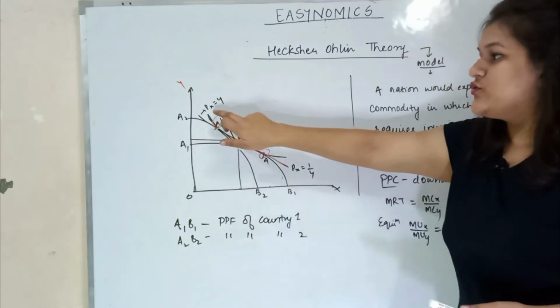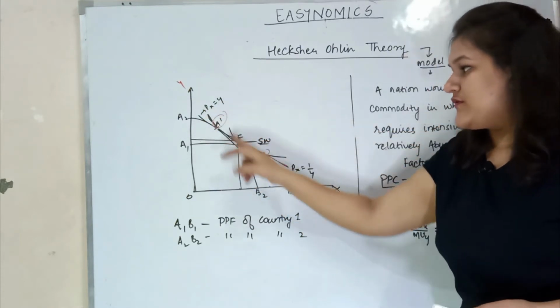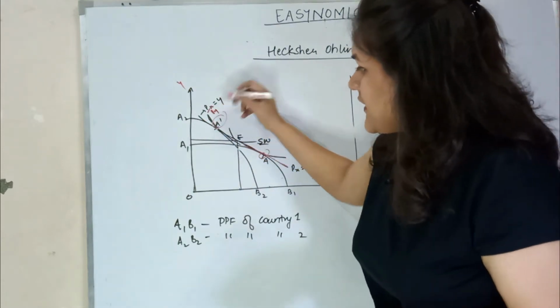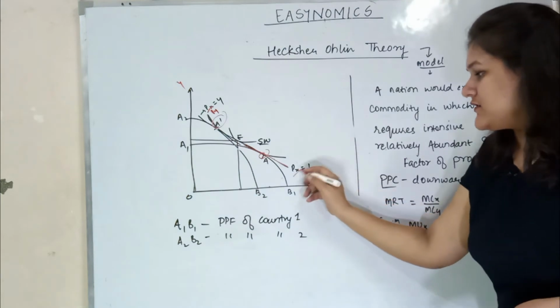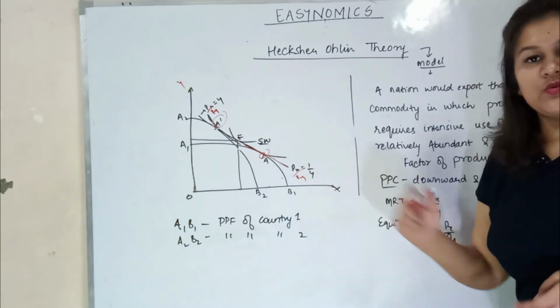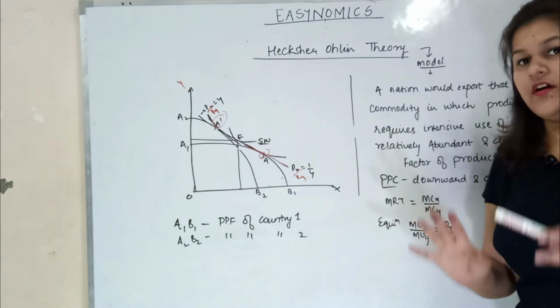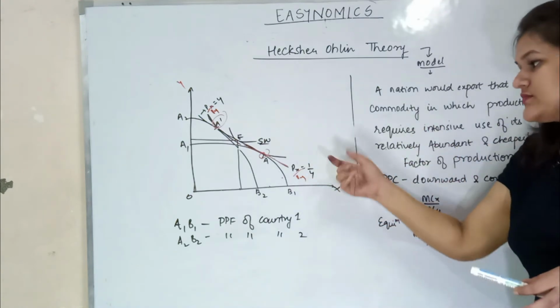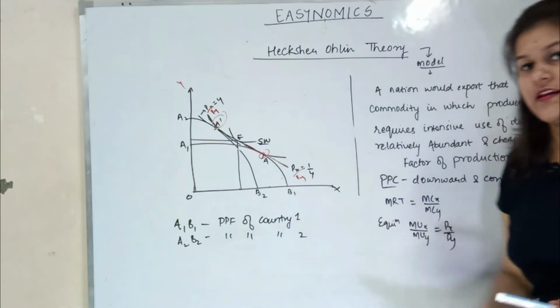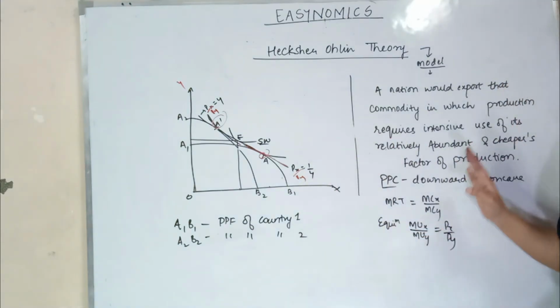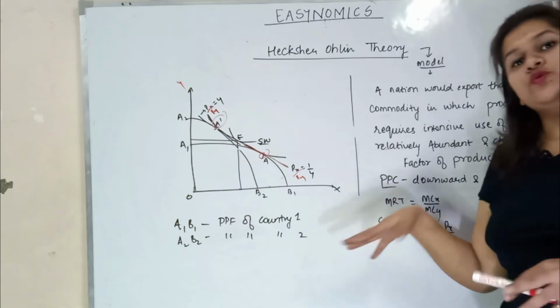I assumed that the slope of this line, that is, Px upon Py, is 4, and here the ratio is equal to 1 by 4, that is lesser than this. This is an assumed number. You just need to assume something lesser than this line. So you got the procedure till now. Now let's allow them to trade.